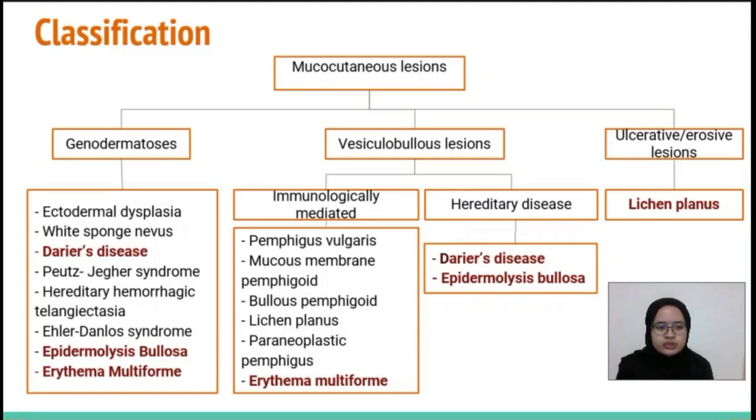Under genodermatosis, there are ectodermal dysplasia, white sponge nevus, Darier's disease, Peutz-Jeghers syndrome, hereditary hemorrhagic telangiectasia, Ehlers-Danlos syndrome, epidermolysis bullosa, and erythema multiforme. Vesicular-based lesions can be further divided into immunologically mediated and hereditary disease. Under immunologically mediated, there are pemphigus vulgaris, mucous membrane pemphigoid, bullous pemphigoid, lichen planus, paraneoplastic pemphigus, and erythema multiforme. Under hereditary disease, there are Darier's disease and epidermolysis bullosa. For ulcerative and erosive lesion, there is lichen planus.